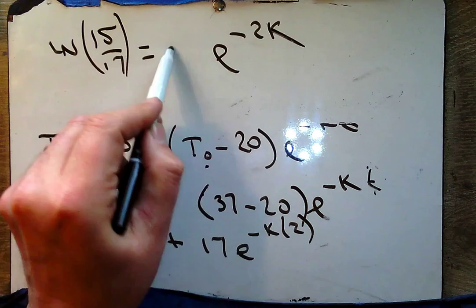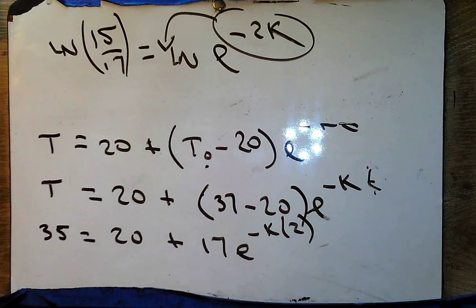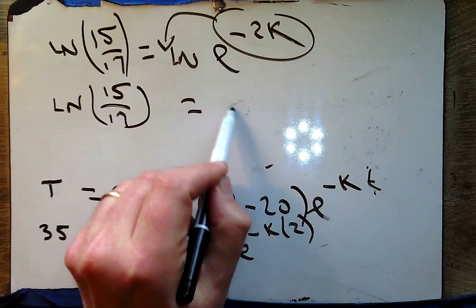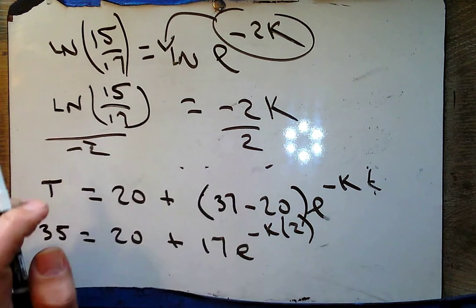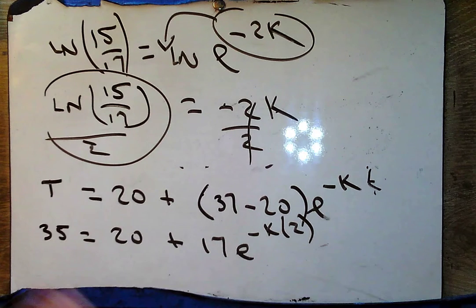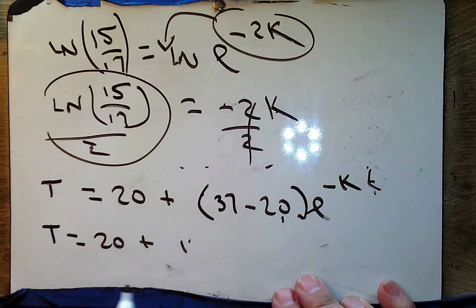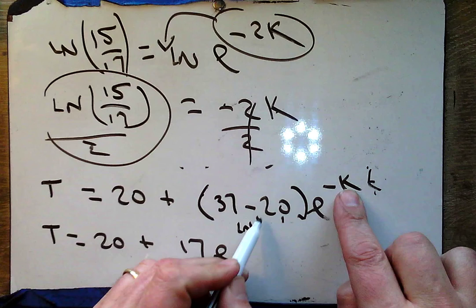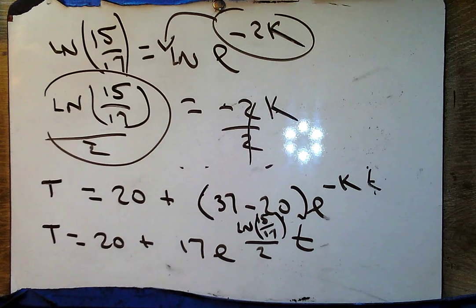Take the ln of both sides. Do you understand now why we did so many exponential word problems with PERT last year? Oh my goodness, we're using that a lot this year. Okay, so we've got ln of 15 over 17 equals negative 2k, and divide by negative 2. Or better yet, just divide by 2. Okay, so that is equal to negative k. I have a negative k here. So then I think I'm ready to write my final model. T equals 20 plus 17 e to the, minus k is equal to this stuff, so ln of 15 over 17 divided by 2, times t. Ta-da! We have temperature of the body.